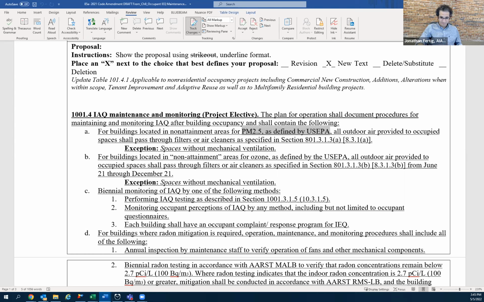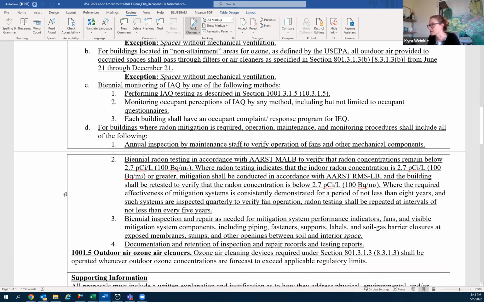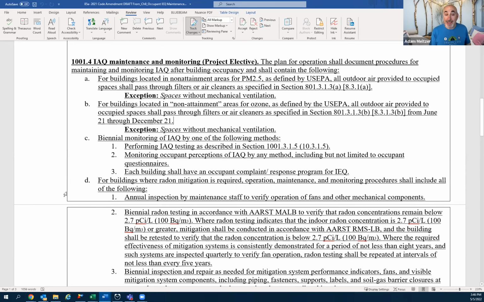I would actually like a reminder about the filtration in that section. Is that just MERV 13 and up, or is it different? In section 801.3.1.3, it is a MERV 8. Oh, it's a MERV 8. That is in the current DGC as written, and we did not propose changing that.